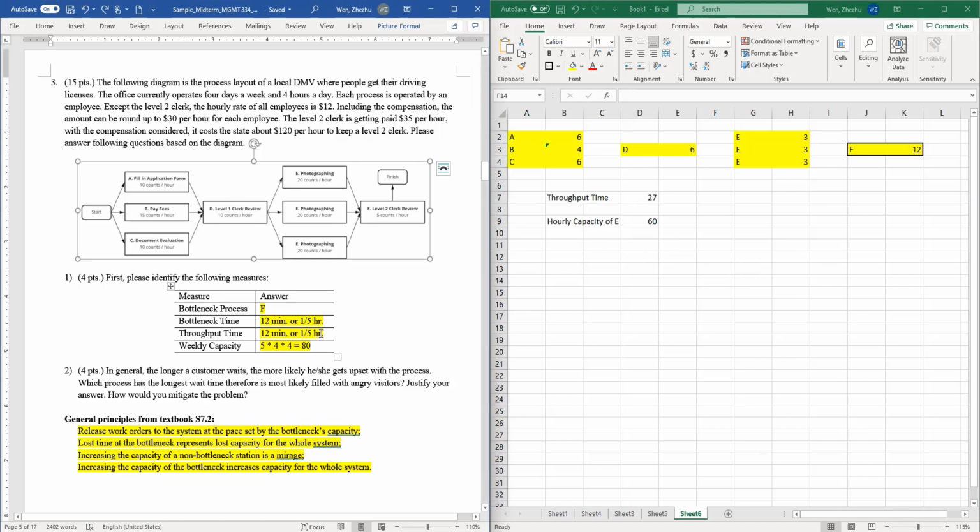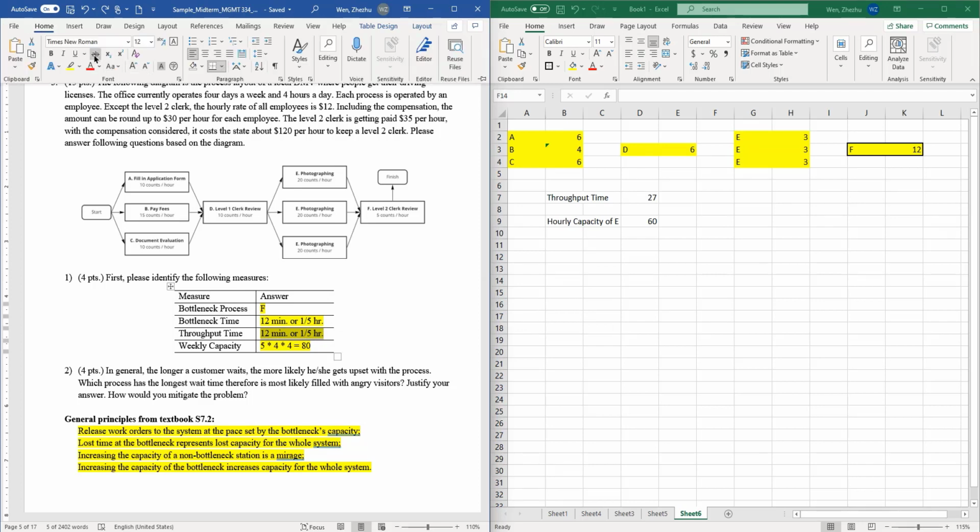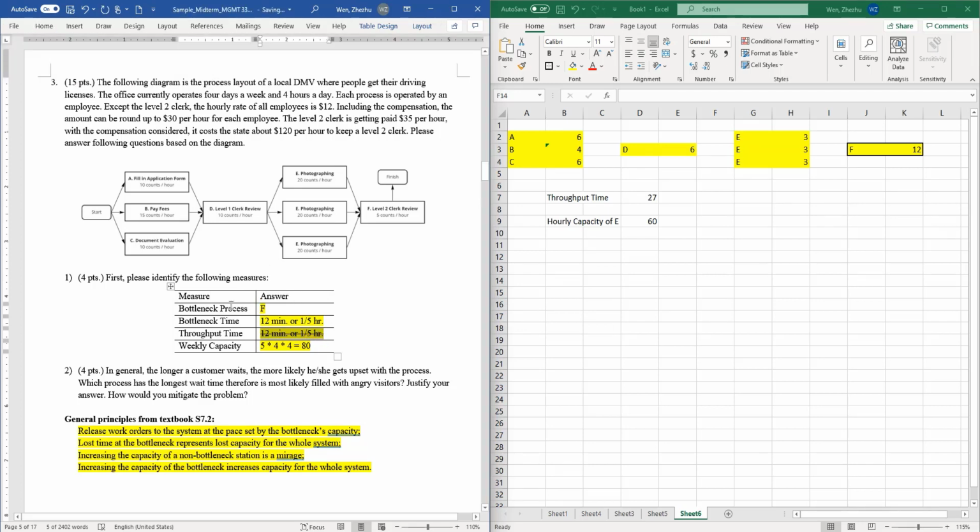This is what you see in the solution sheet I shared this morning, but as you can see, there's some mistake I have made. I left it as is so that we can take a look at it as we study this together. So the bottleneck process is obvious. It's the process that takes the longest amount of time to complete, which is process F. So F is the bottleneck process. The bottleneck time is 12 minutes, or 1/5 of an hour.